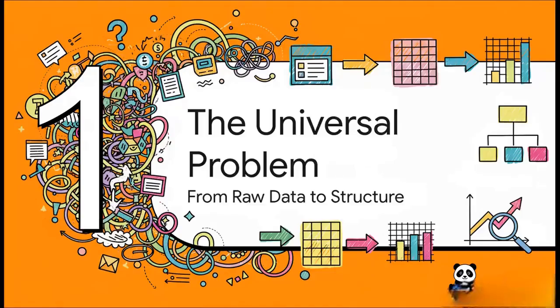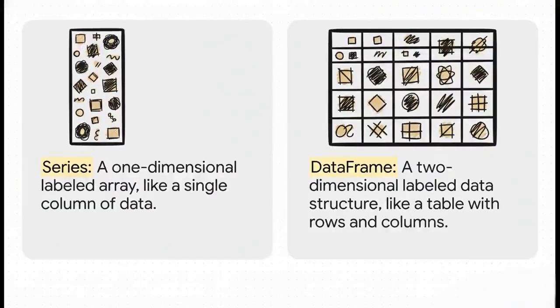So let's really zoom in on this universal data problem. Before you can find any answers, you have to get your data into a shape that actually makes sense. Pandas gives us two main tools for this. First, you've got a Series, which is pretty much just a single column of data. But the real star of the show, the thing you're going to be using almost all the time, is the DataFrame. And honestly, the best way to think about a DataFrame, it's just a spreadsheet, plain and simple. It's a full table with nice, neat rows and columns.